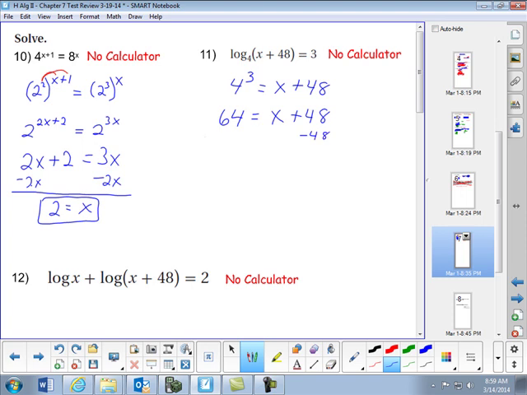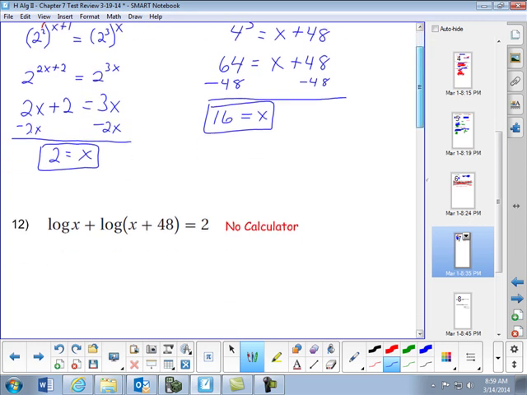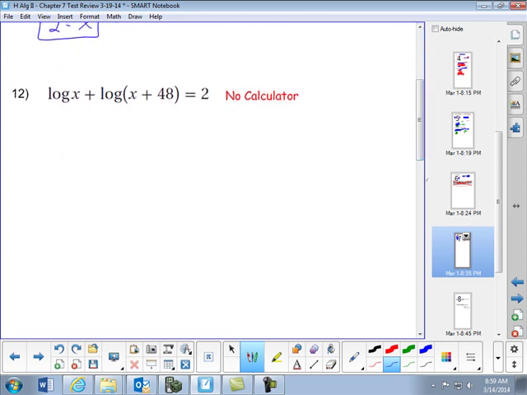Subtract your 48, and you get 16 equals x. And you could throw 16 back in here and check it, and it would work. Okay. All right, problem number 12.